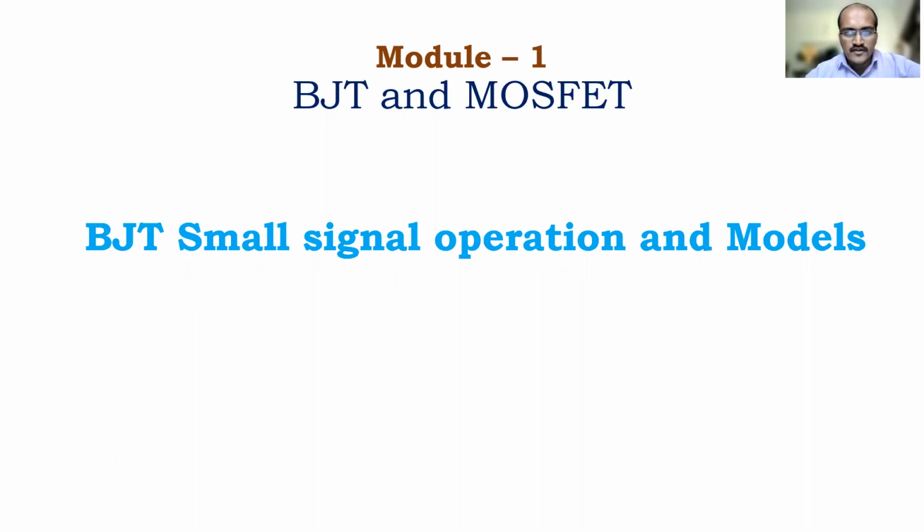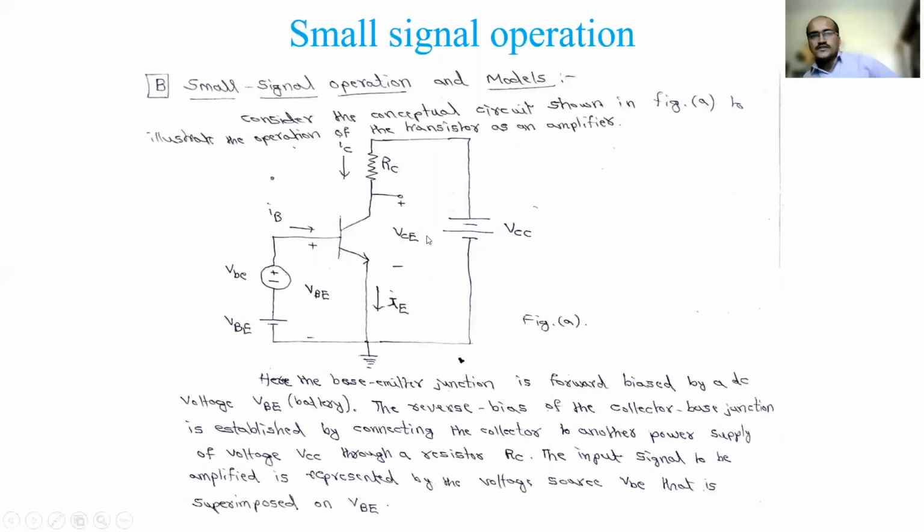Now we are going to take the AC analysis. That means we will consider the AC signal, a small signal component, and analyze the circuit. For that we'll take one conceptual circuit and try to explain all the currents and voltages in the transistor. So, small signal operation and models. First we'll take up the small signal operation and understand the terms, and then we'll take up the model at the end.